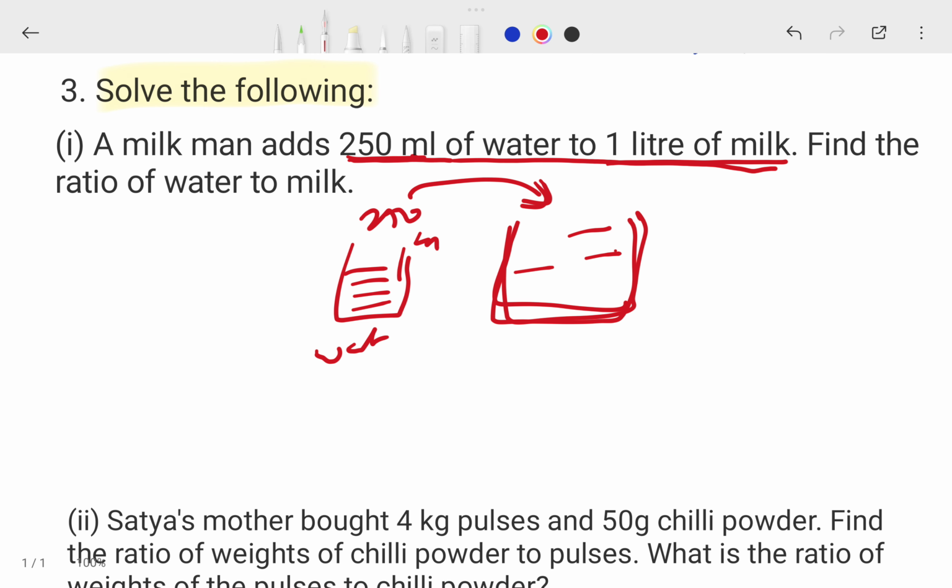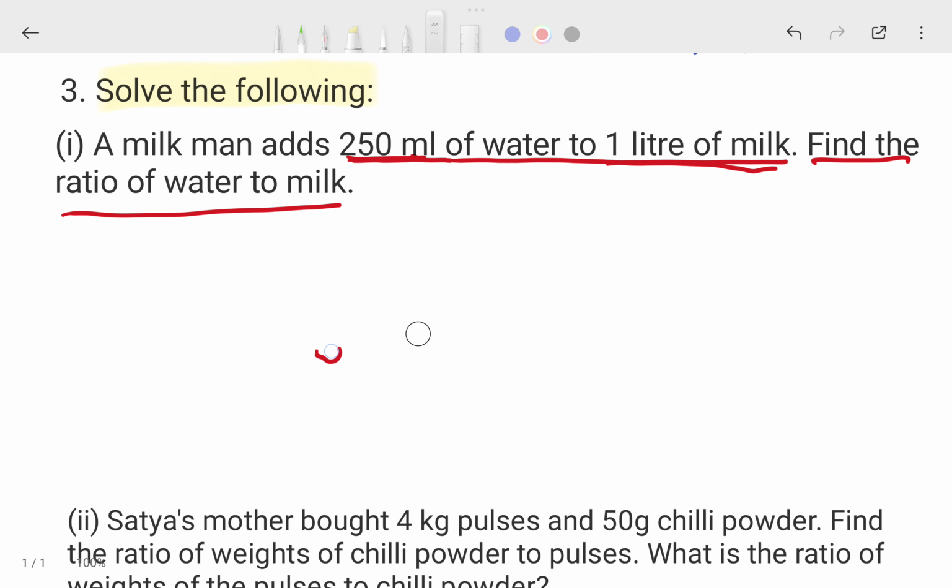Okay, now it says you have to find the ratio of the water and milk. Okay, so let's find it out. What is the ratio of water? Water is how much? It is given as 250 ml. And the milk is 1 liter. How much milk is there? Milk is 1 liter.